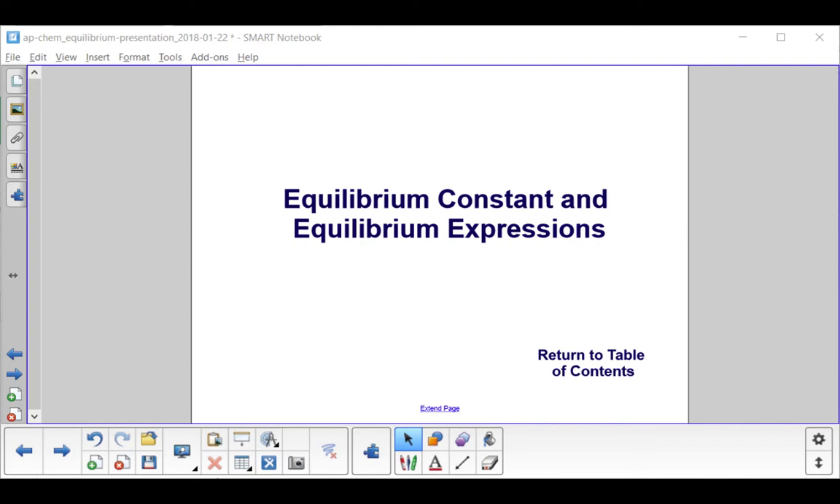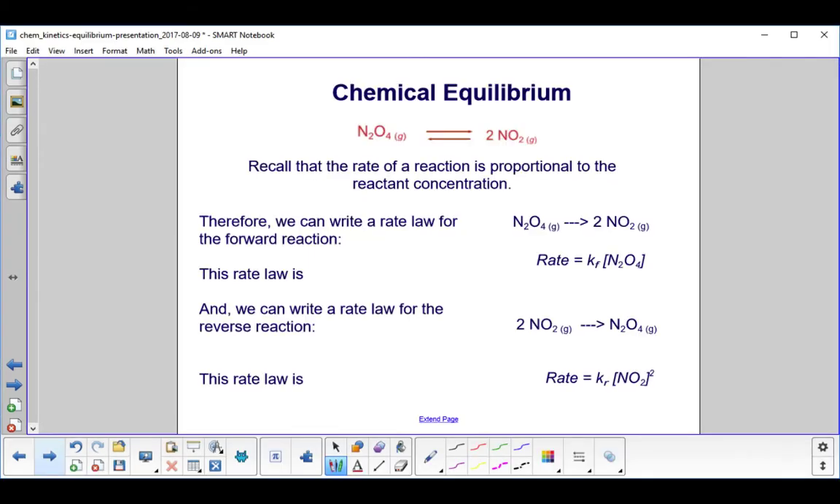Part 2 of AP Chemistry Equilibrium is equilibrium constant and writing equilibrium expressions. Recall from a couple chapters ago that the rate of reaction is proportional to the reactant concentration. Therefore, we can write a rate law for the forward reaction, which is this dinitrogen tetraoxide going to nitrogen dioxide, and we're going to say the rate will be this constant, Kf, times the concentration of the N2O4.